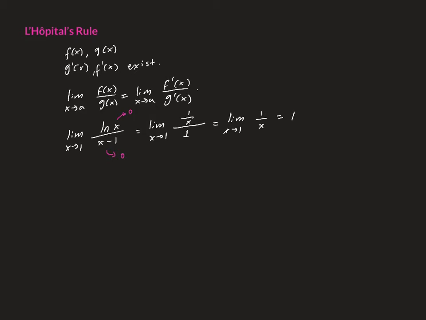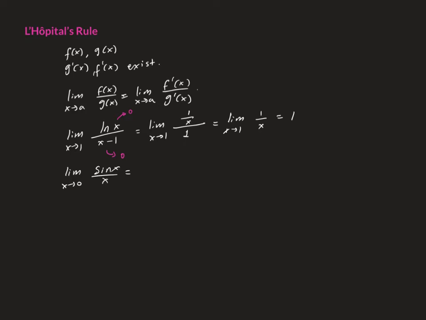Another example is the limit when x goes to 0 of sine of x over x. When we first introduced limits, we talked about this limit and we tried to calculate it using a table of values. So we know that the value of this limit is going to be 1. But using L'Hopital's rule, we can prove this by taking the derivative of the numerator and the denominator.